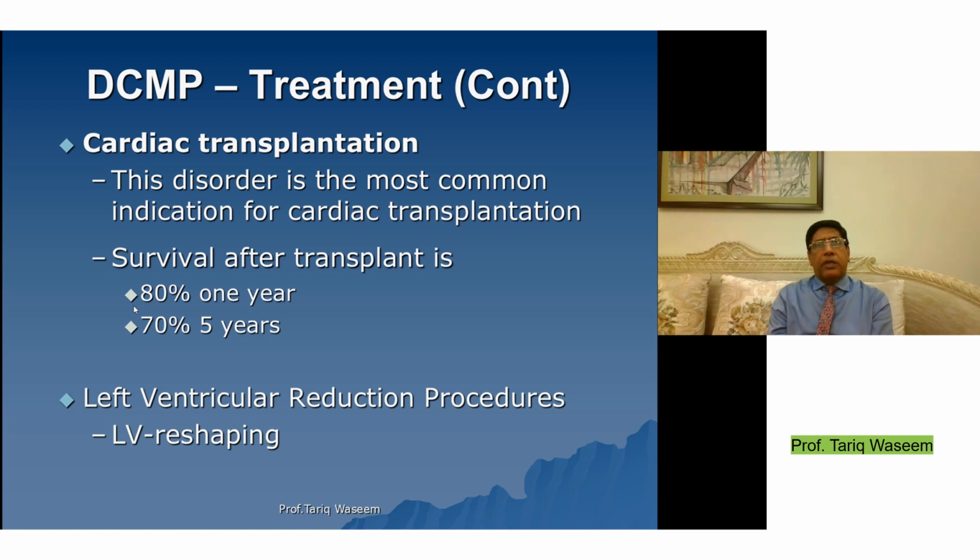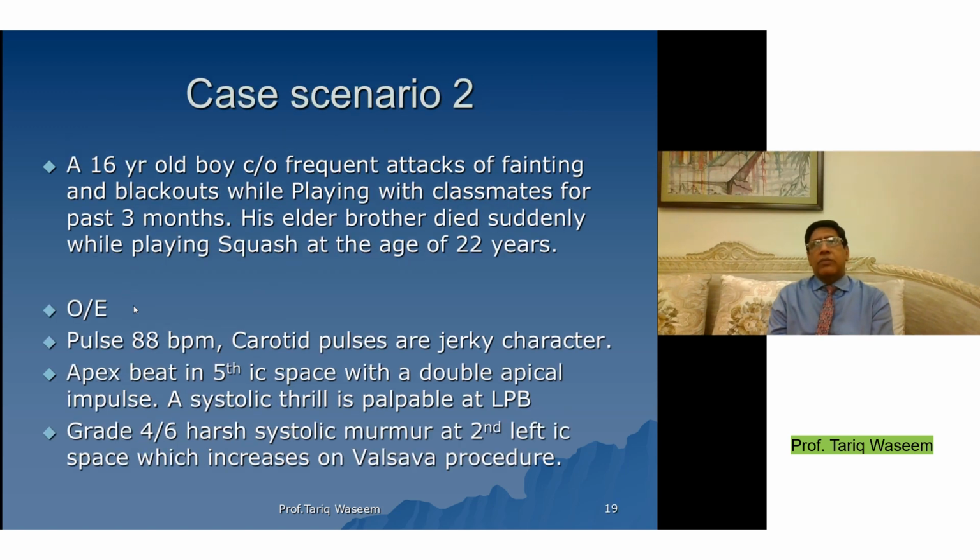idiopathic cardiomyopathy in relatively younger people is the most common indication for cardiac transplant. Survival of a transplant is around 80% at 1 year, and 70% do survive 5 years. And if that cannot be done, there are some centers which are practicing reduction of ventricular size by left ventricle reshaping surgical procedures. Again, it is not very commonly practiced and is available in limited centers. So this is about dilated cardiomyopathy. Now we have another case scenario.